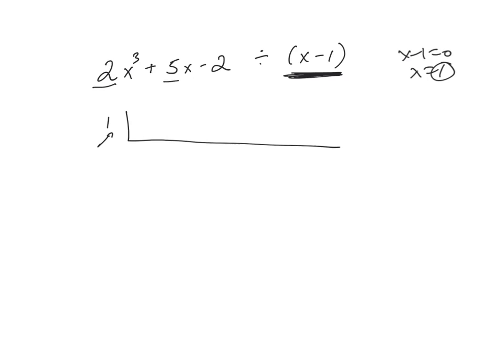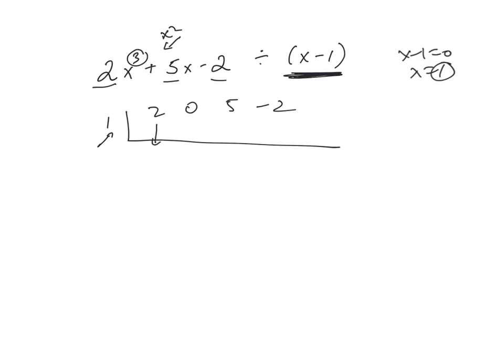And then we set up the coefficients from highest degree to lowest degree and fill in the missing degrees with 0. We have a cubic, which is 2. We don't have an x squared, so we put a 0. We have an x, 5, and negative 2. The next thing we do is do the synthetic division.